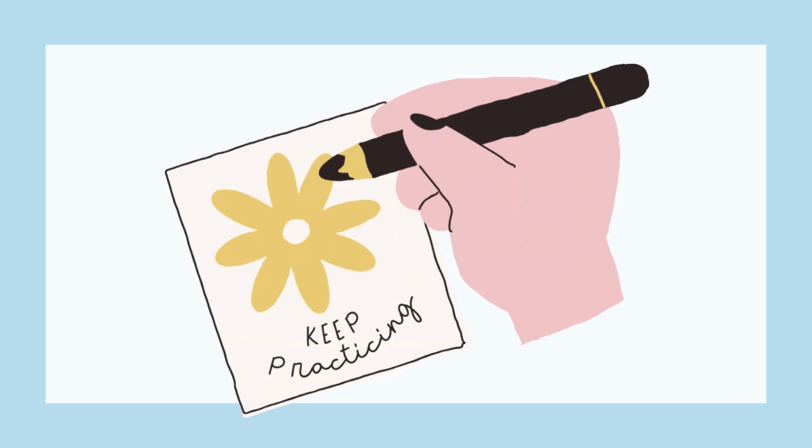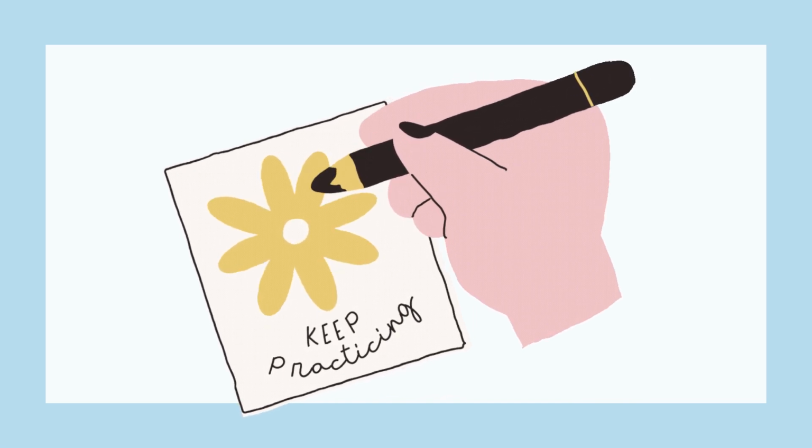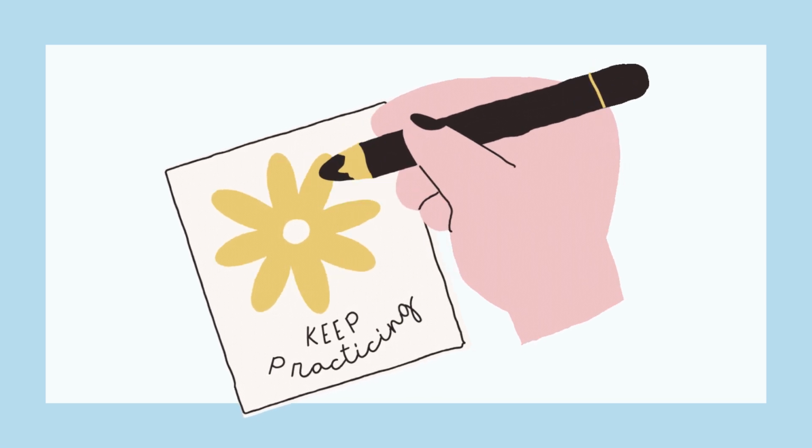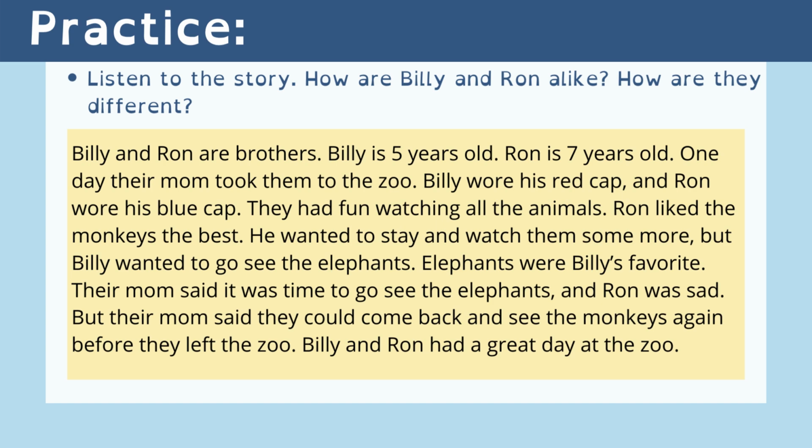Now, let us have a guided practice. I will read you a story, then answer the questions that follow. Choose the letter of the correct answer. You may do this or write your answer on your English notebook. Let us begin. Listen to the story. How are Billy and Ron alike? How are they different?